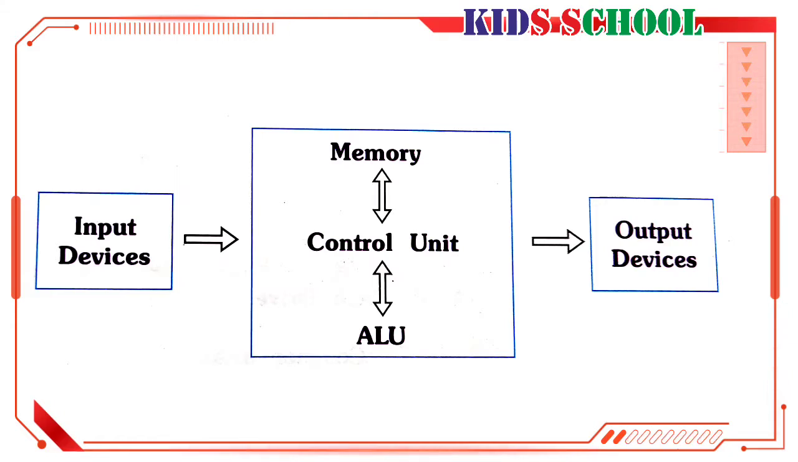Memory. Dear students, the memory receives data from the CU and stores it. The CU then sends this data to the ALU for processing and producing the output. The CU collects this output and sends it to the memory for storage. The CU then instructs the memory to send the output to the output devices.